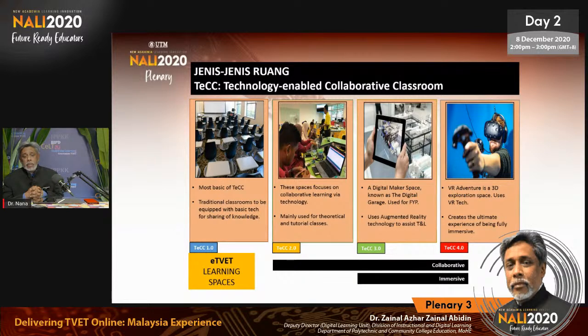Then we're coming up with TCC 3.0 and 4.0, where 3.0 will concentrate on digital makerspace. We call these spaces the digital garage, and they'll be using it for their final year projects, where augmented reality is also part of what they'll be using. And last but not least is the TCC 4.0, or we call them the VR adventure. This is where all the contents that we have seen just now will be part and parcel of that space, so that students can come in and experience them as much as possible. So TCC 2, 3 and 4 are very much collaborative in nature, whereas 3 and 4 are very much immersive.